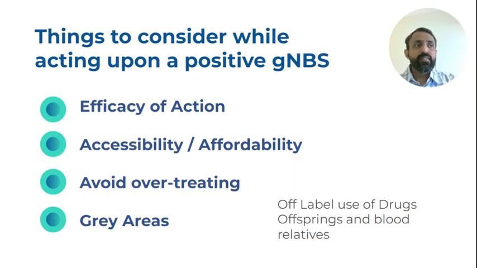Now, when we think about genomic testing for newborn screening, what we need to think about is 4 points. One, what is the efficacy? What is the accessibility and affordability of the test and the treatment option? Are we trying to diagnose more than what we can treat, in terms of overtreatment? And of course, there are some ethical gray areas, like, for example, off-label use.